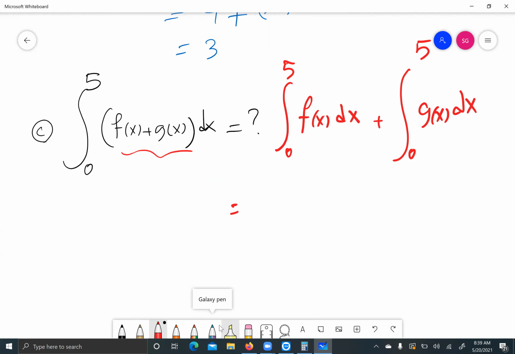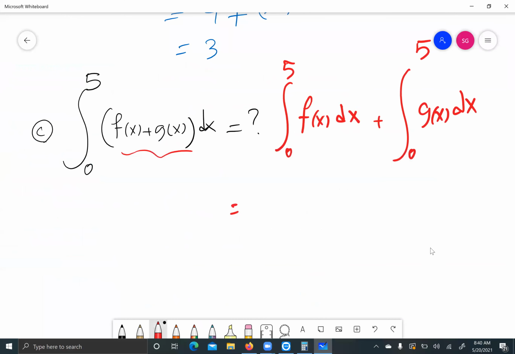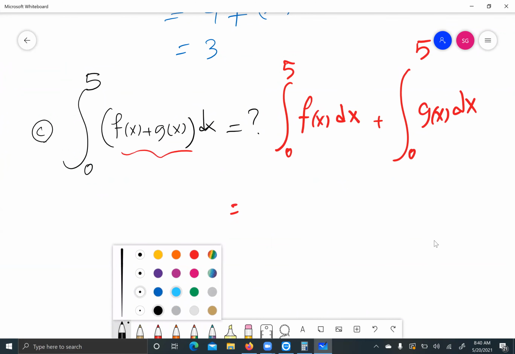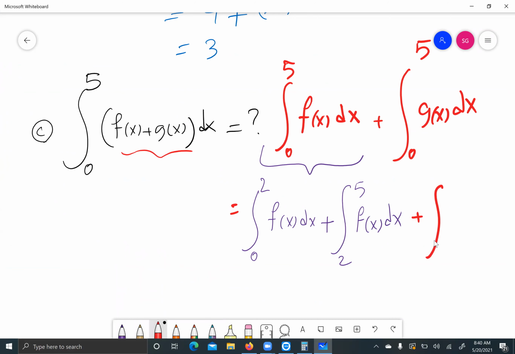And then let's see, what is the integral of f from 0 to 5? Okay. I don't have f from 0 to 5, but I have it from 0 to 2 and then 2 to 5. So I'm going to replace this. We can write it in two pieces, from 0 to 2 and then from 2 to 5. And then plus the integral of g. For g, we already know what it is.